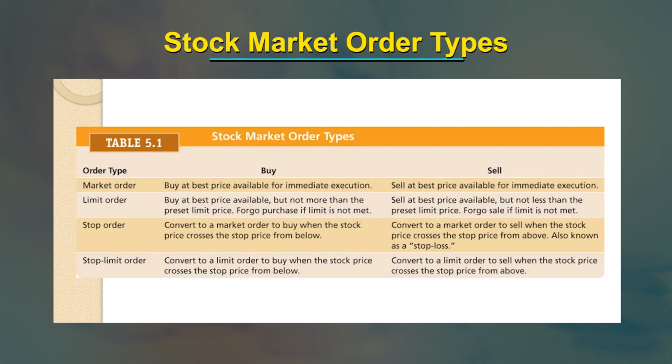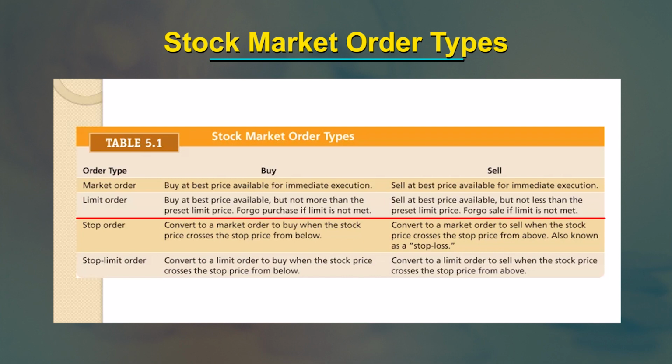Now, this table shows the various order types in the stock market. We have buy and sell. With a market order, you buy at the best price available for immediate execution, and sell at the best price available for immediate execution. We can have a limit order, that is, buy at the best price available but not more than the preset limit price. Forgo the purchase if the limit is not met.